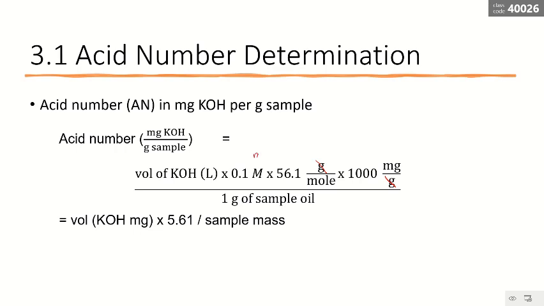This mole is mole per liter, we know that, right? So the mole will go away, the mole will go away. This liter and this liter will go away. They are the same, okay? They all go away already. So now the milligram is left over, right? So basically it is some milligram, that is the unit.